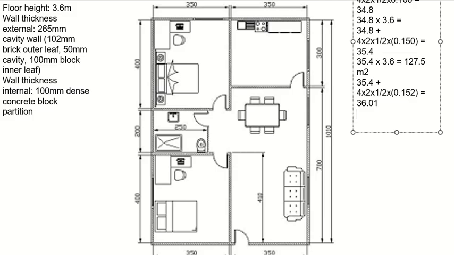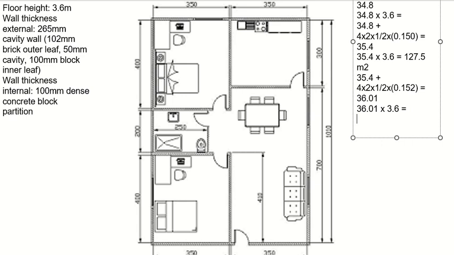Now I will multiply with the height, okay? Now I will come to the internal walls. Internal walls, all of them have the same thickness, and they only need one calculation. You can add the lengths, no problem. They are separate obviously, but you can add them together if you want.